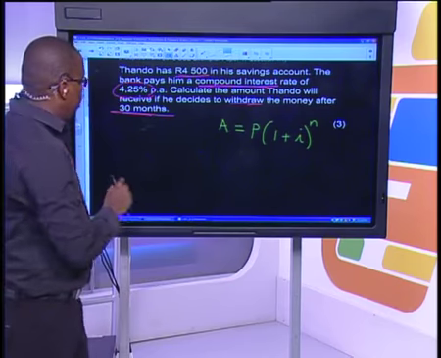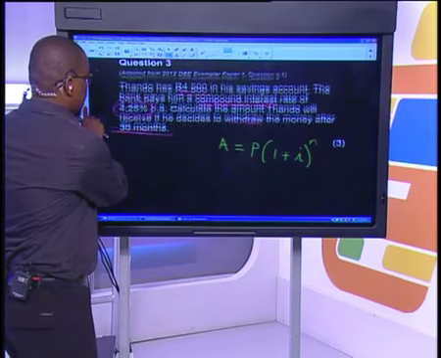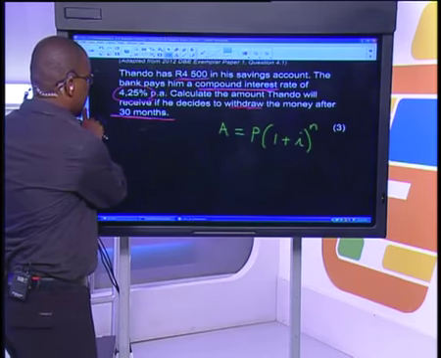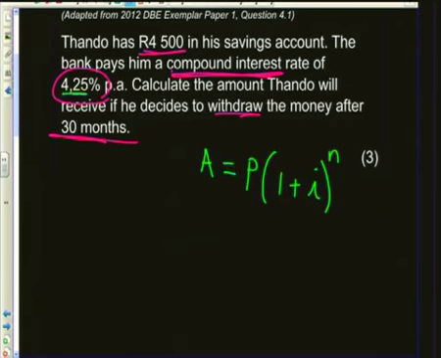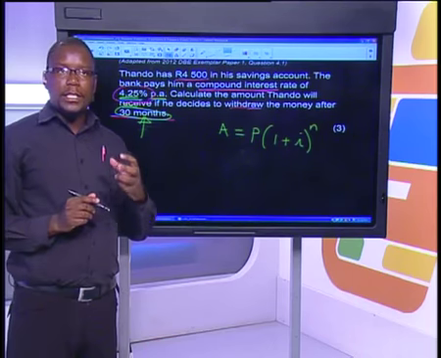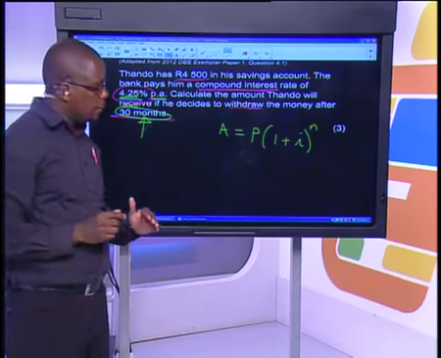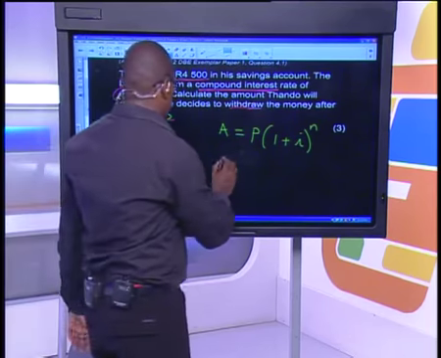Now, P in this case is your 4,500, and your interest is 4.25 per annum. And then he needs to withdraw this money after 30 months. Now we have to check how many years is 30 months. So to get the number of years here, you're going to say 30 divided by 12. So now let's just substitute there.